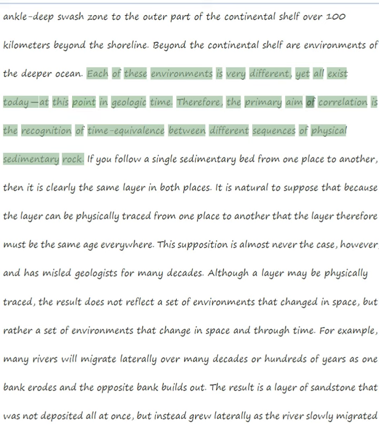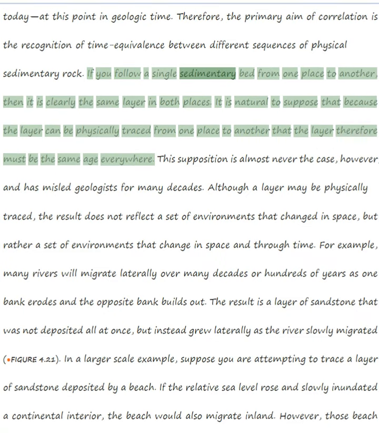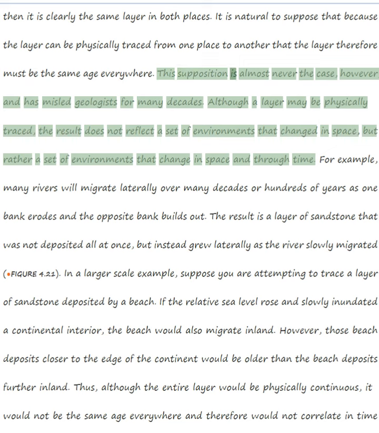Therefore, the primary aim of correlation is the recognition of time equivalence between different sequences of physical sedimentary rock. If you follow a single sedimentary bed from one place to another, then it is clearly the same layer in both places. It is natural to suppose that because the layer can be physically traced from one place to another, the layer therefore must be the same age everywhere. This supposition is almost never the case, however, and has misled geologists for many decades.